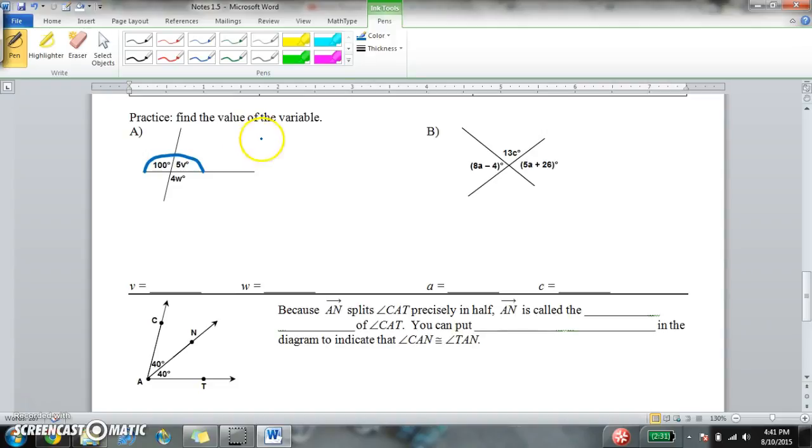So to solve for that variable v, I can say that 100 plus 5v, those two angles must give me 180 degrees total. So I've got this equation here. Now I just solve it.